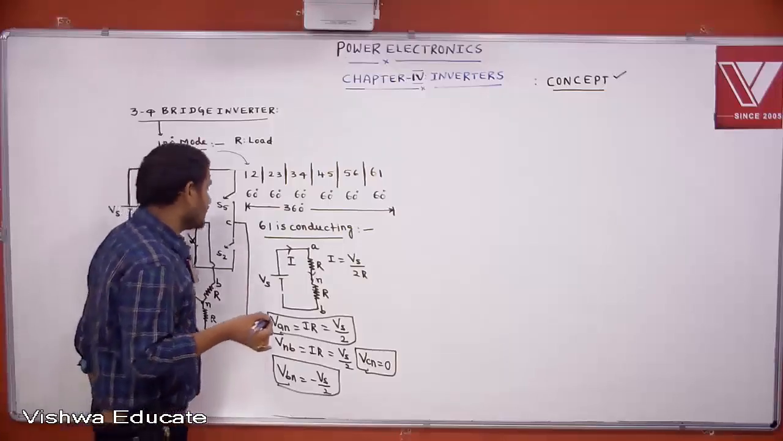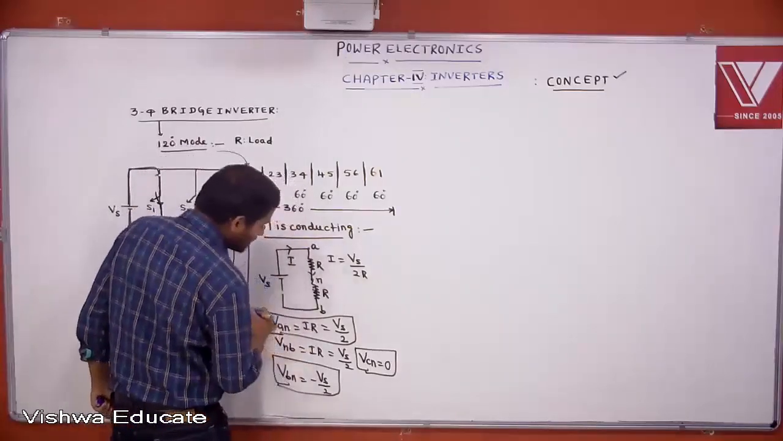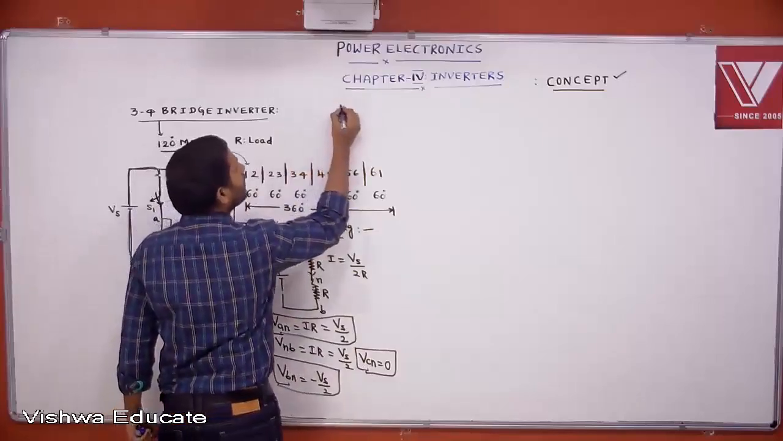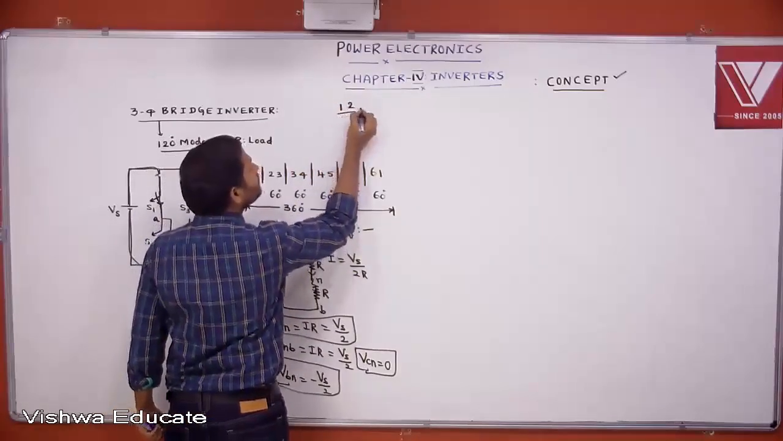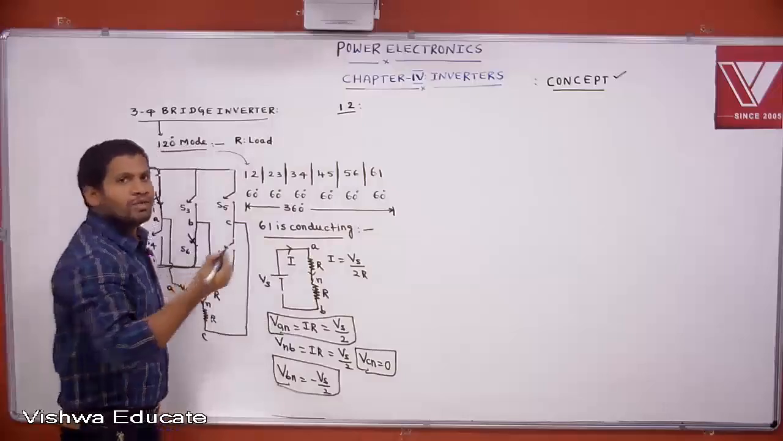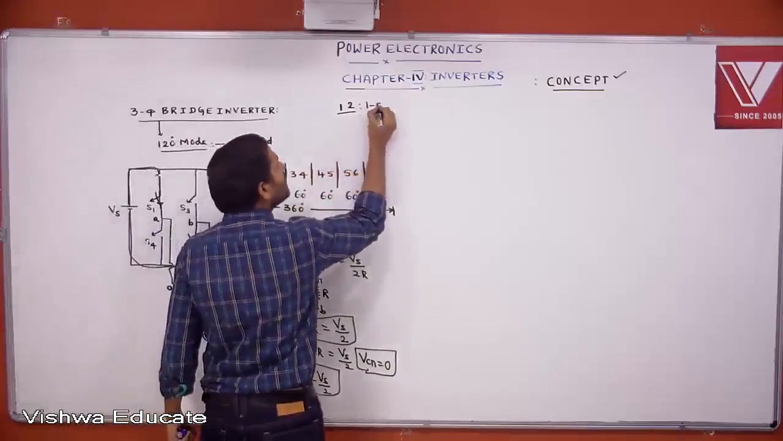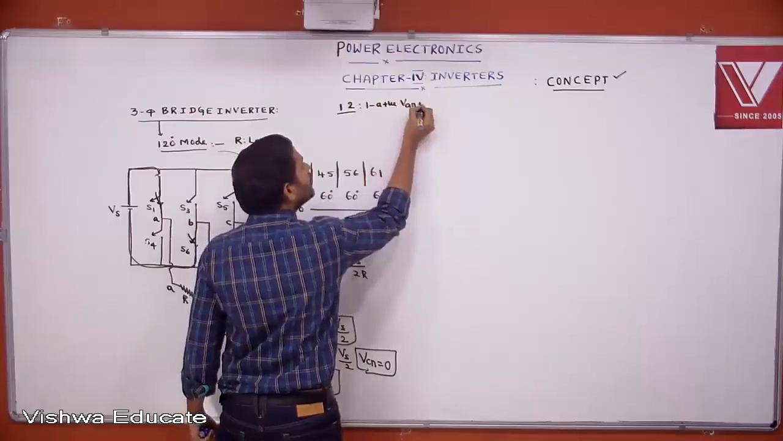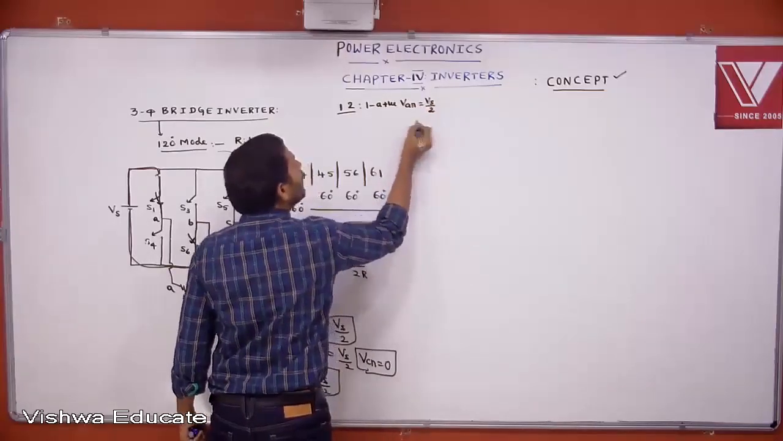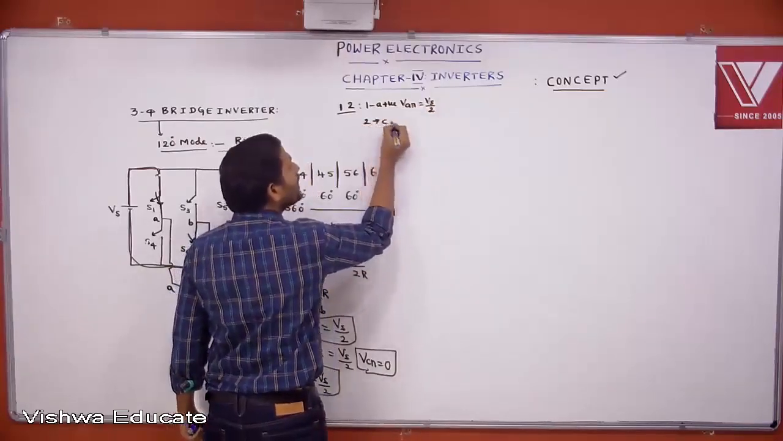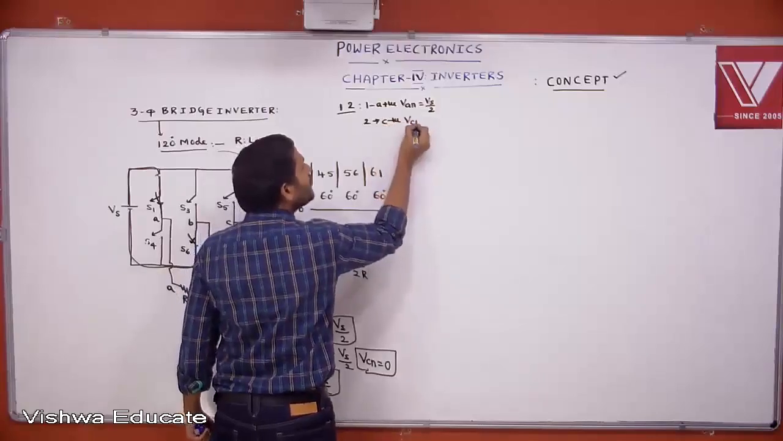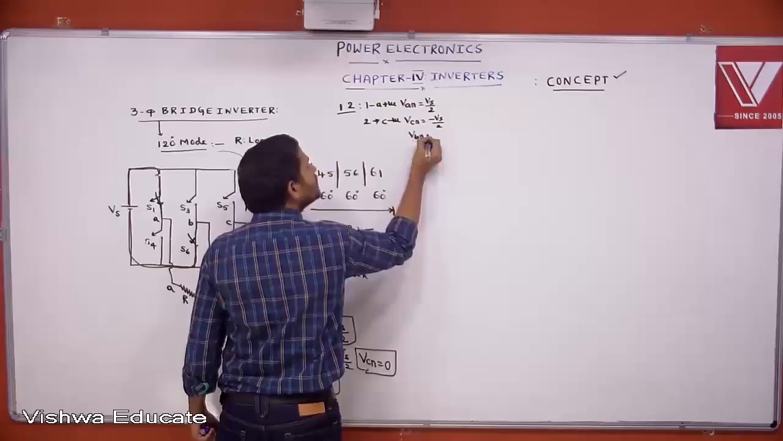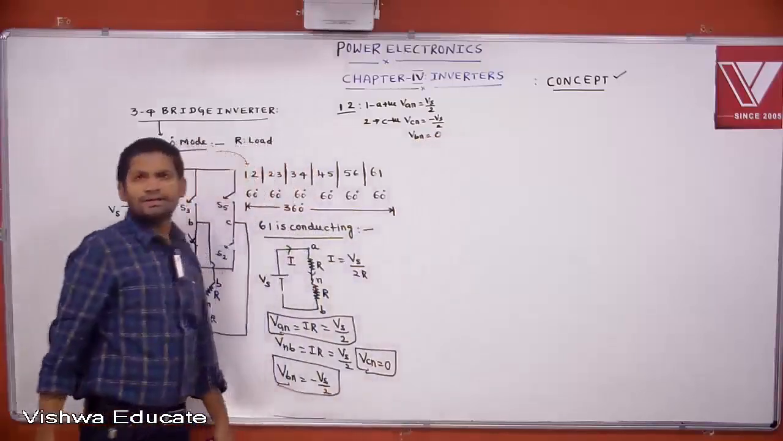Now with that observation, here 6, 1 is conducting. This is A phase, this is B phase, this is C phase. Similarly, you tell me, 1, 2 is conducting. 1 means which phase? A phase positive. Then what is VAN equal to? Vs by 2. 2 means which phase? C phase negative. What is VCN equal to? Minus Vs by 2. Then what is VBN equal to? 0. Like that you can write.